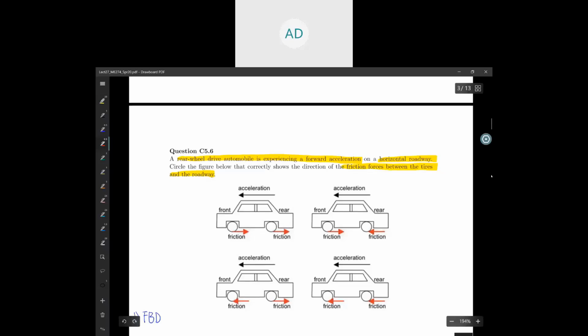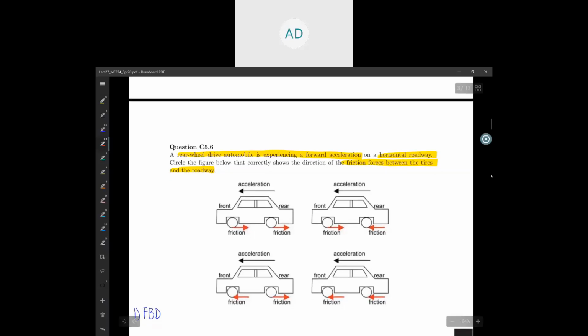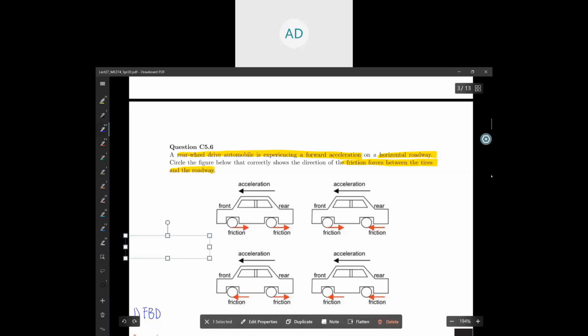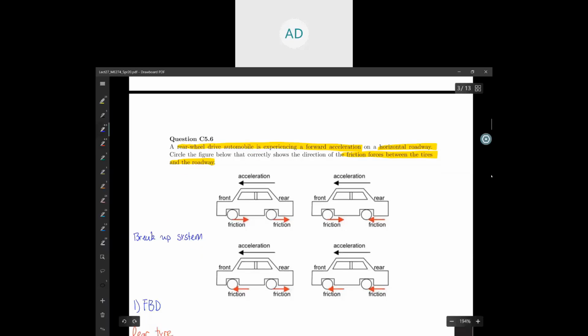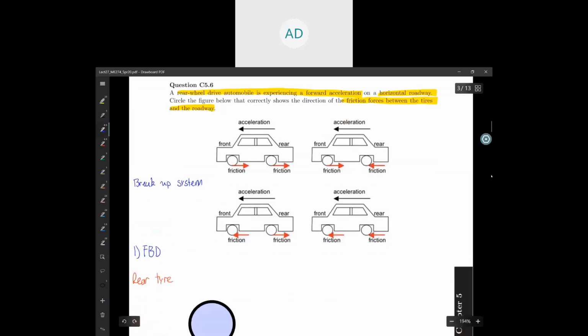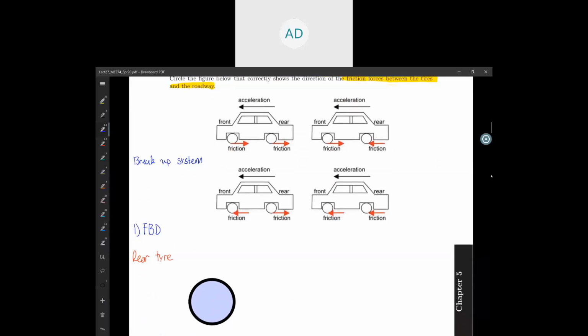So in order to tackle this problem, we will first break up our car into subsystems. Specifically, we're going to look at what happens to each tire as we're asked to find forces. So our free body diagram strategy is to break up the system. So let's first consider the rear tire.